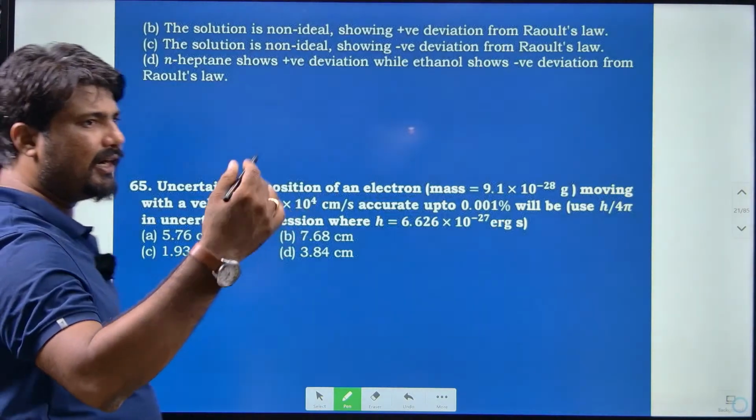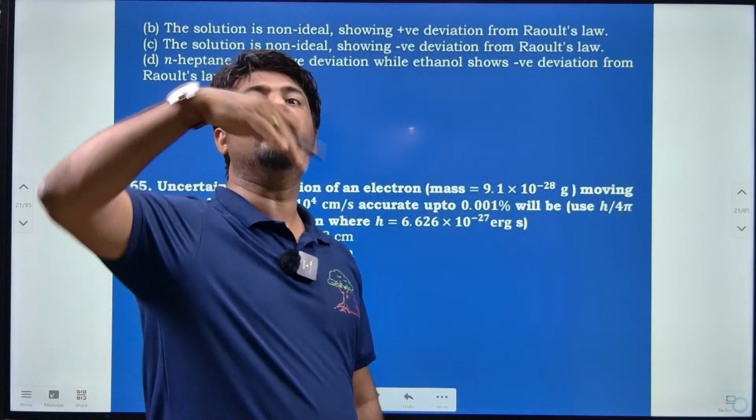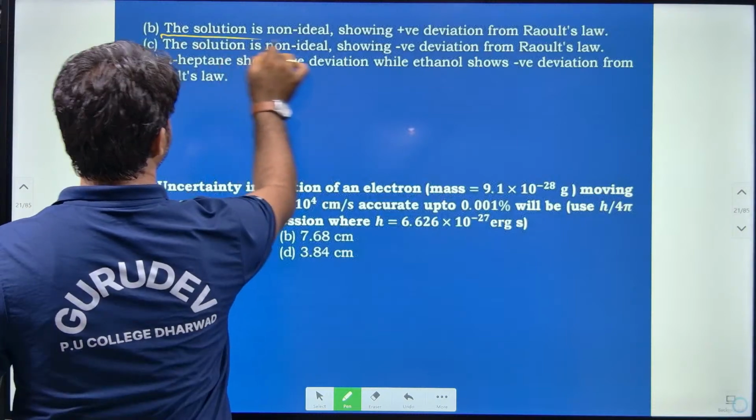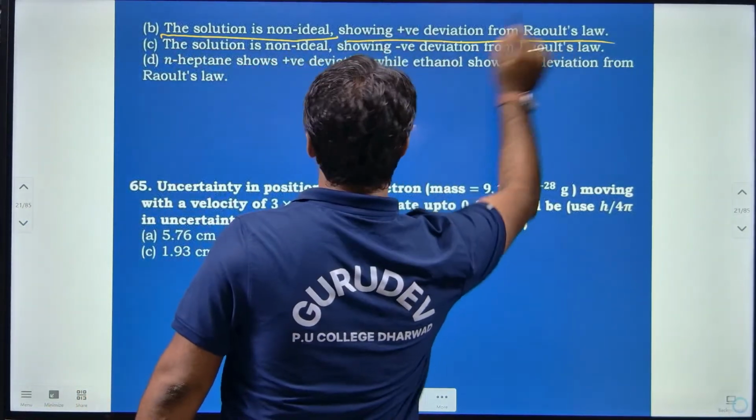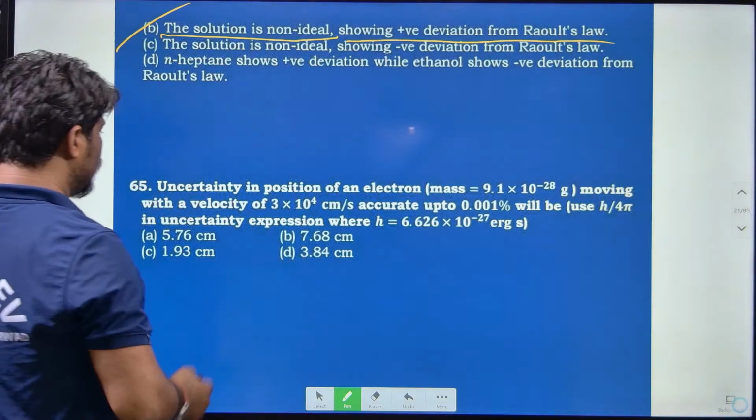In n-heptane and ethanol, the attraction will be less. If the attraction is less, then it shows a positive deviation. Hence, the solution is non-ideal and shows positive deviation from Raoult's law. So option B is the right answer for the question here. Well, let's go to the next problem.